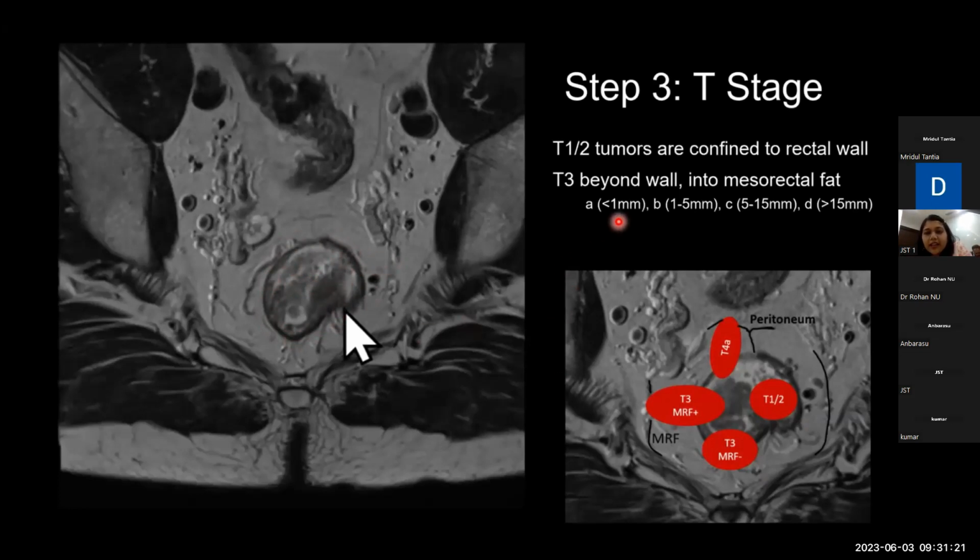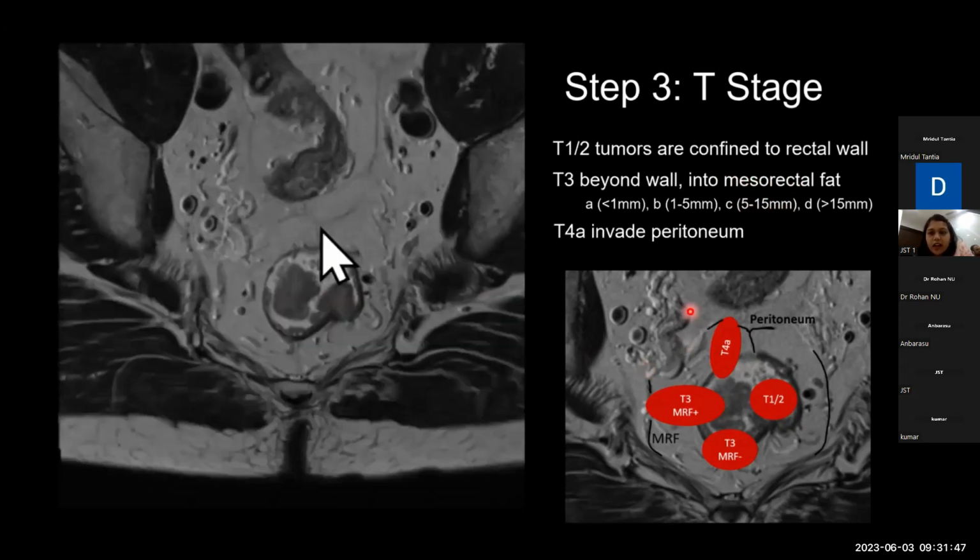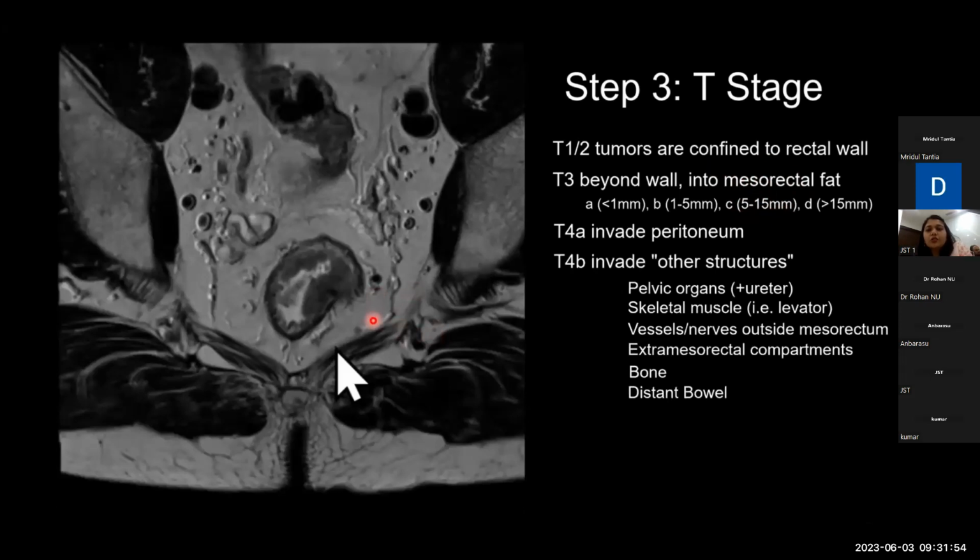T3 is again divided into A, B, C, and D. Less than 1 mm beyond is A, B is 1 to 5, C is 5 to 15, and D is more than 15. But T3C, as we saw in the chart previously, upstages to neoadjuvant chemotherapy, and it's poor prognostically. So T3C staging is important. Then we have T4A, the last, which invades the peritoneum. T4B is invasion of the other structures.